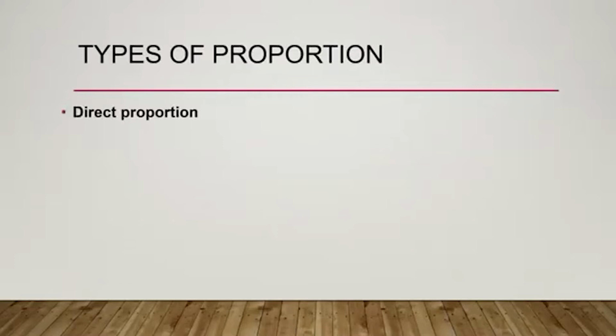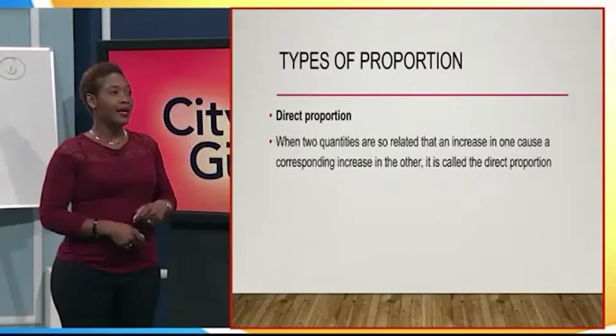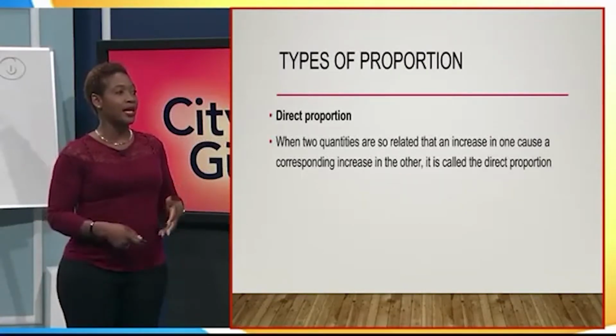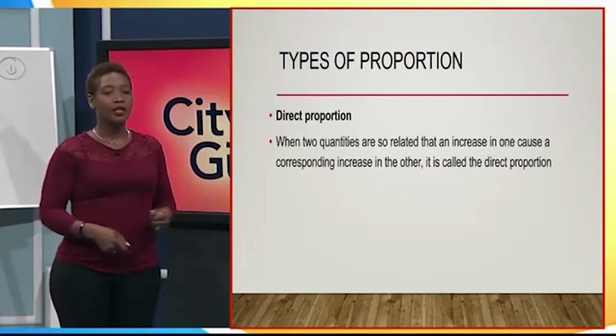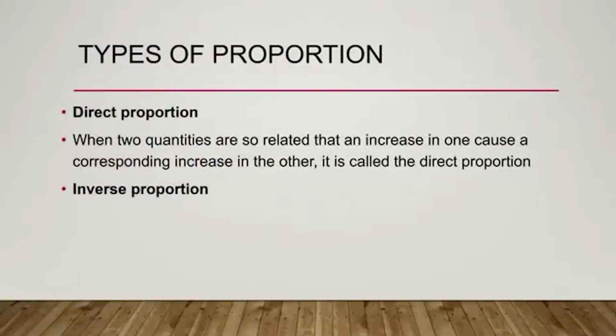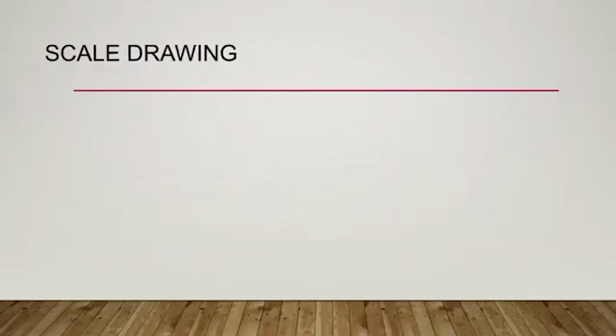Types of proportion. So there is direct proportion, when two quantities are so related that an increase in one causes a corresponding increase in the other, it is said to be direct proportion or directly proportional. Then you have inverse proportion. This is when two quantities are so related that an increase in one causes a corresponding decrease in the other, and this is called inverse proportion. Also, of course, you could have a decrease in one cause an increase in the other, vice versa, so that's fine.